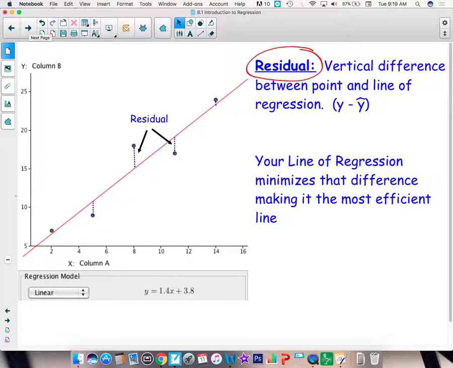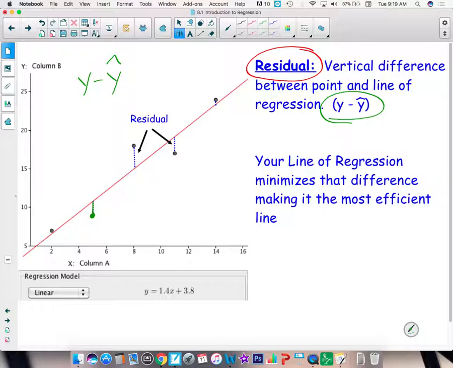Your residuals are the difference between your point, so I'm highlighting this point here, and that line. So what's the distance between those? What's the y value between those? We're going to calculate that here in a bit. The difference is written like this: y minus y hat. That gives you the residual values.